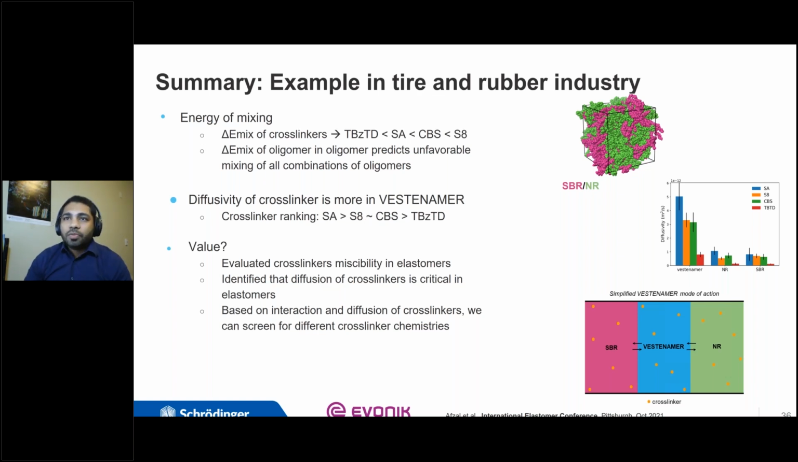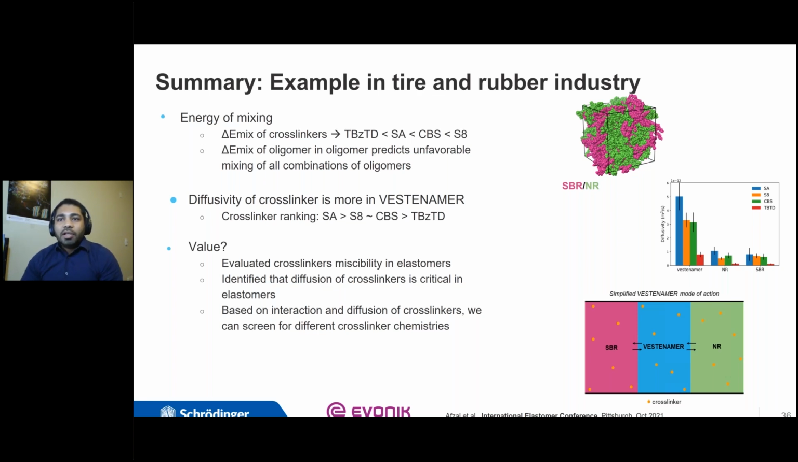This instantaneous value, or the immediate value that we got here, was we were able to evaluate the miscibility of crosslinkers in various polymer systems. For the near-term benefit, we understood the diffusion characteristics of crosslinkers in polymers, and we understood that diffusion is critical. That clearly distinguishes which polymers are going to be better for cross-linking and for the recyclability of rubber.